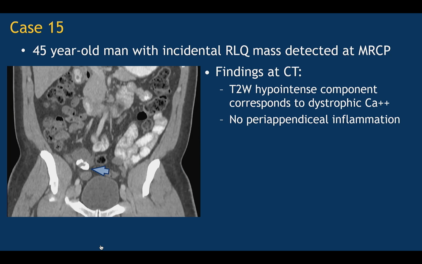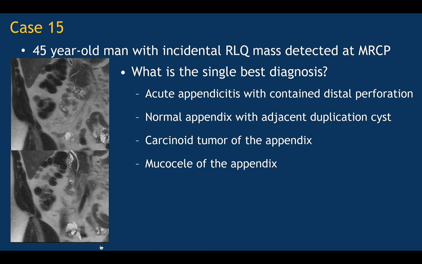So the patient went on to CT. This abnormal T2-weighted hypointense component corresponded to dystrophic calcifications. You can appreciate the distended distal appendix here, and there was no periappendiceal inflammation. What is the single best diagnosis for this abnormality in the right lower quadrant? Acute or subacute appendicitis with contained distal perforation, a normal appendix with an adjacent duplication cyst, carcinoid tumor of the appendix, or a mucocele of the appendix.